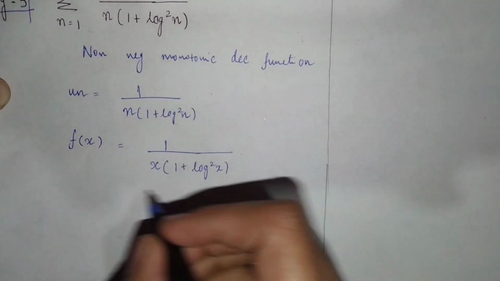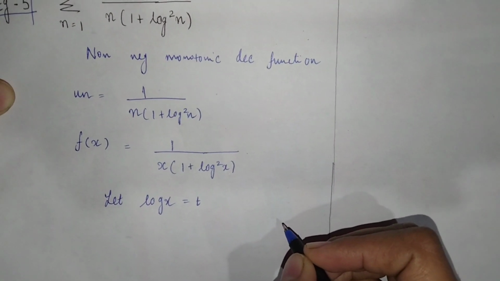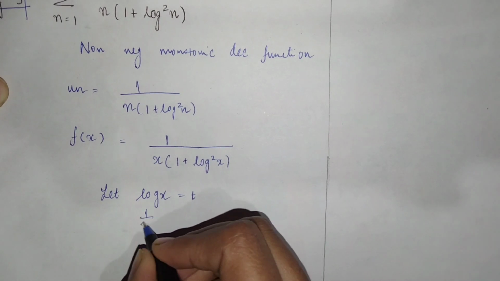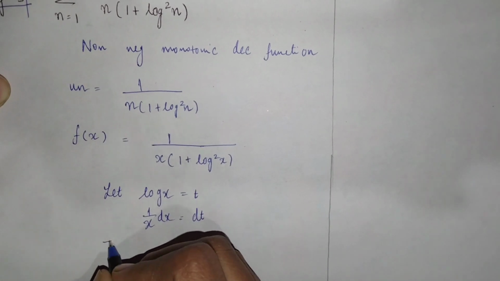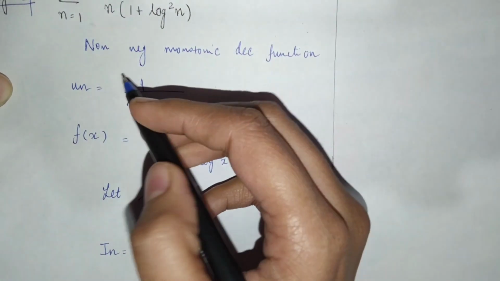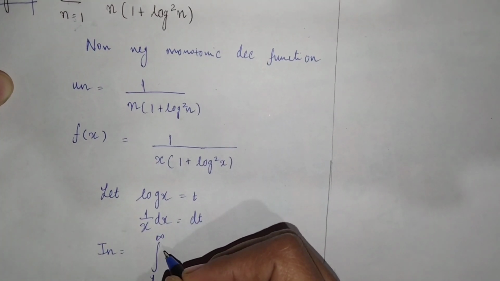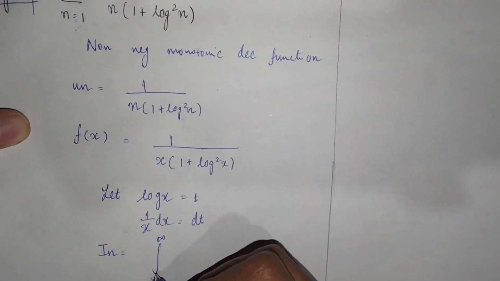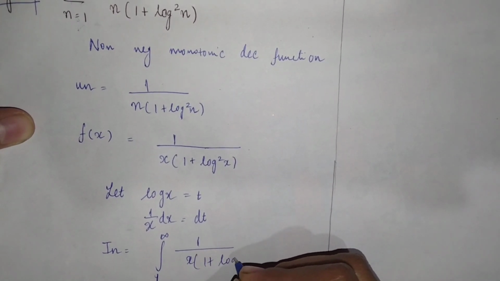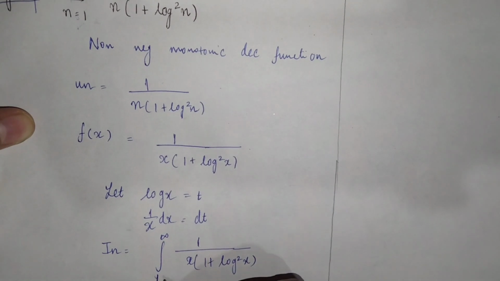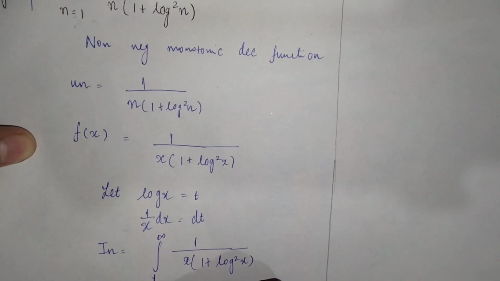Okay. Now here we can assume log x equal to t, and differentiating both the sides, we will get 1 by x dx equal to dt. So our integral will be, we can directly put the limit, that is 1 to infinity, or you can also put 1 to n, and at last you can put the limit. So here we can put 1 to infinity, 1 by x into 1 plus log square x. And again here it is better to put 1 to infinity, because it will be easier to change the limit.